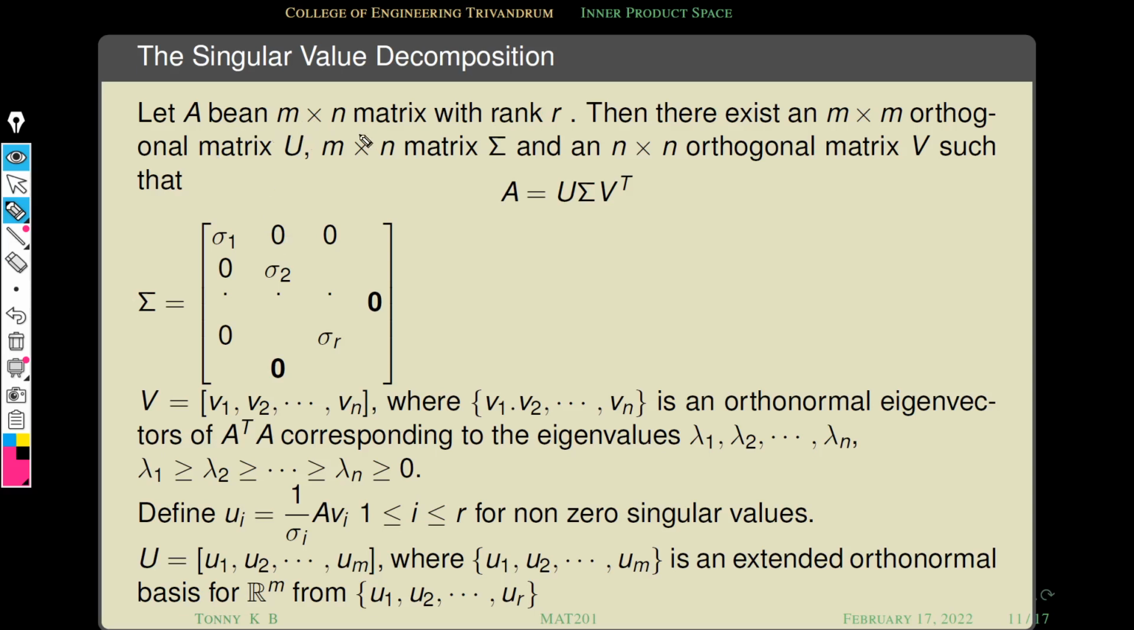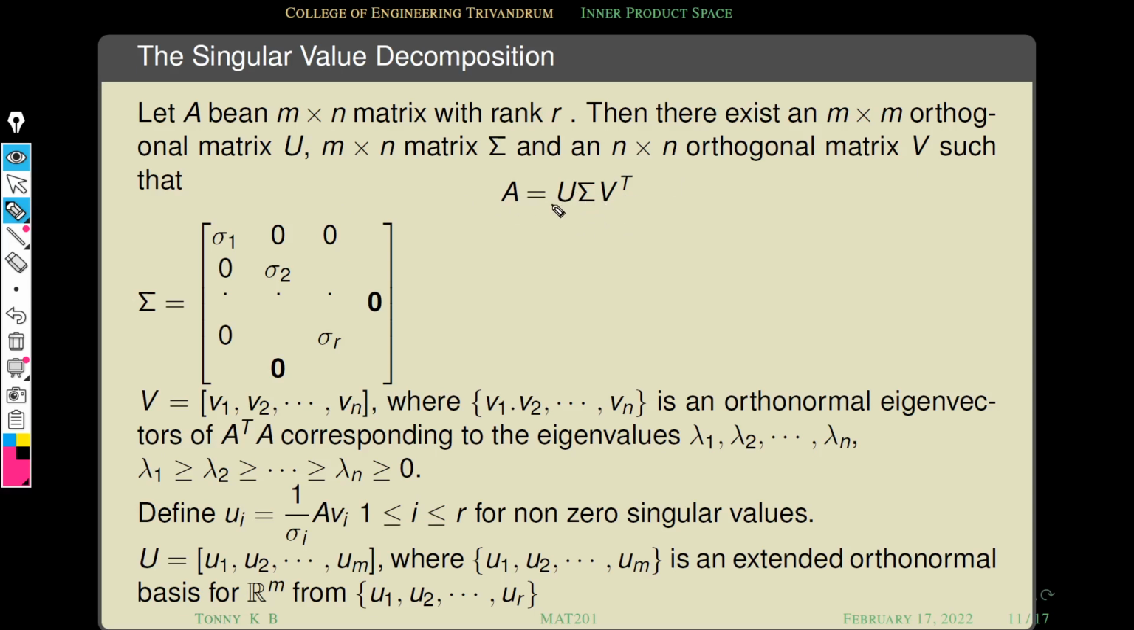In this session, we will see a special decomposition of an M-by-N matrix that is called singular value decomposition. Let A be an M-by-N matrix with rank R, then there exists an M-by-M orthogonal matrix U, an M-by-N matrix sigma, and an N-by-N orthogonal matrix V such that A can be written as U sigma V transpose. And this decomposition is called singular value decomposition.